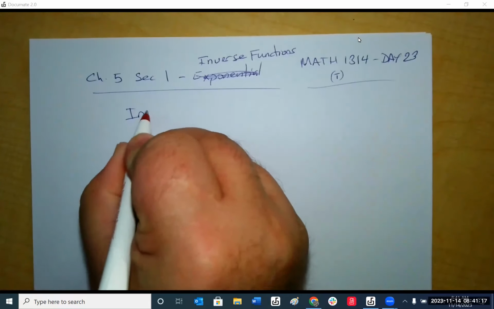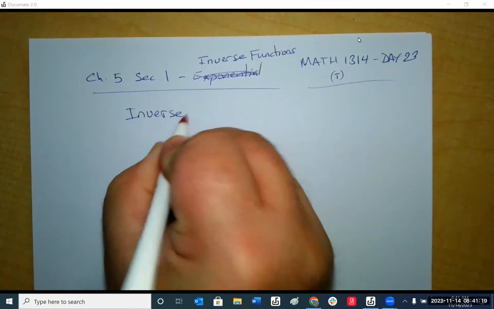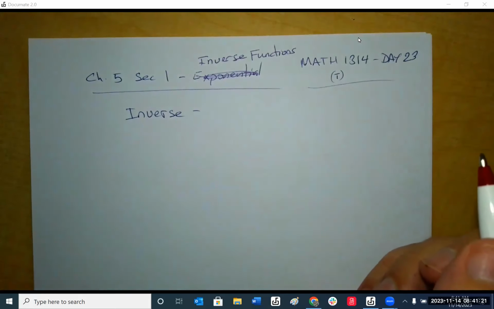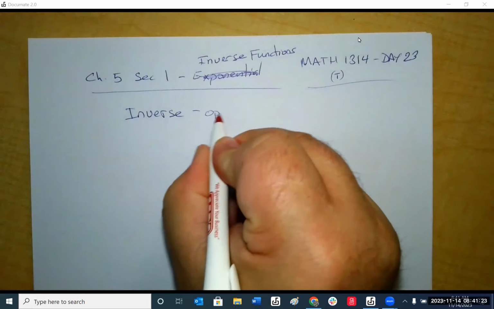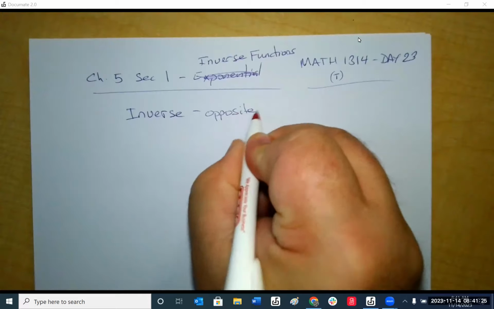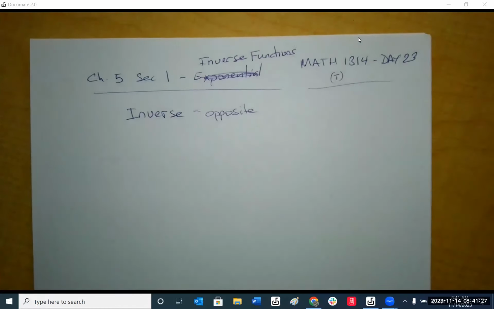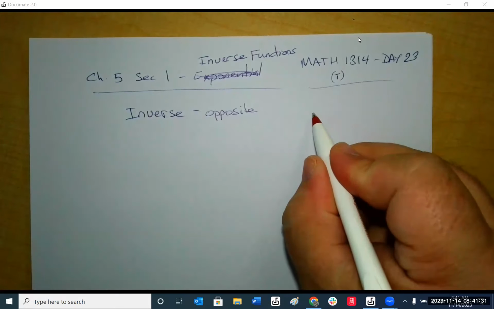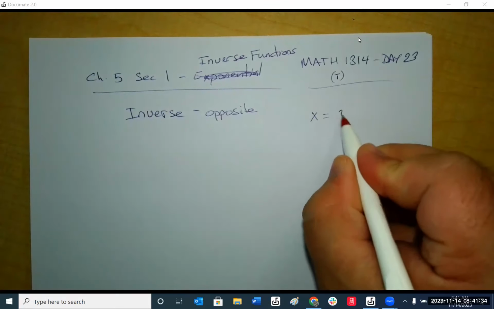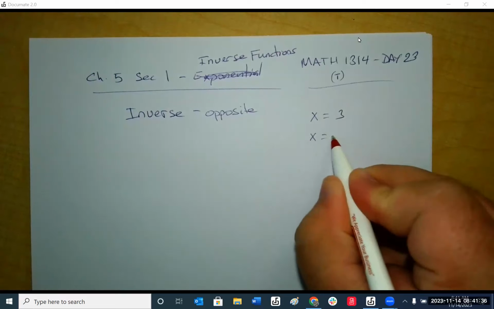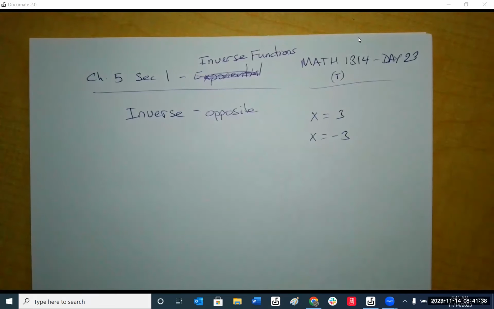What does inverse mean? Opposite. Now, opposite in mathematics, we first use that term. If I said that x equals 3, what's the opposite of it? Negative 3. Kind of. It'll extend on that concept.